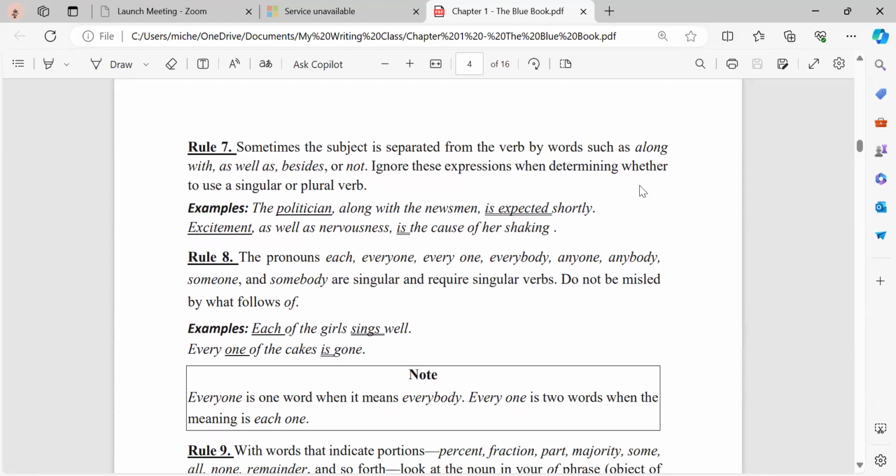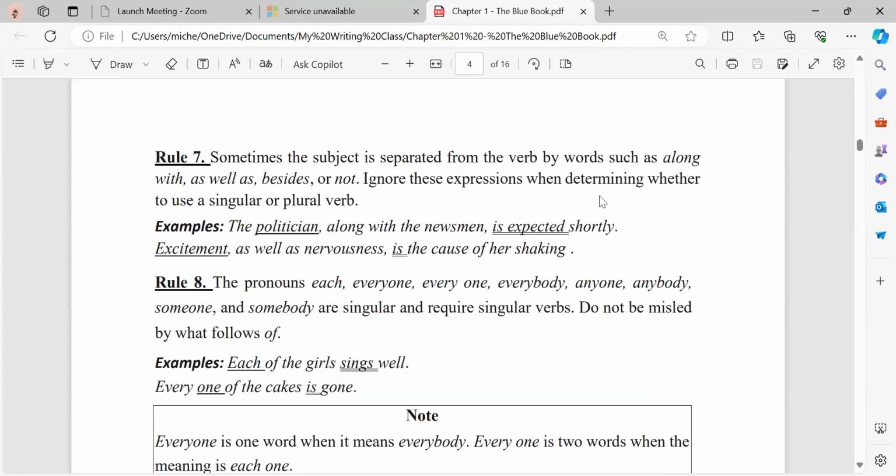So I think there are a few more rules. I hope that we can finish the subject-verb agreement part, and then move on to the next rule for our next meeting. So rule 7: sometimes the subject is separated from the verb by words such as "along with," "as well as," "besides," or "not." So we should ignore these expressions when determining whether to use a singular or plural verb.